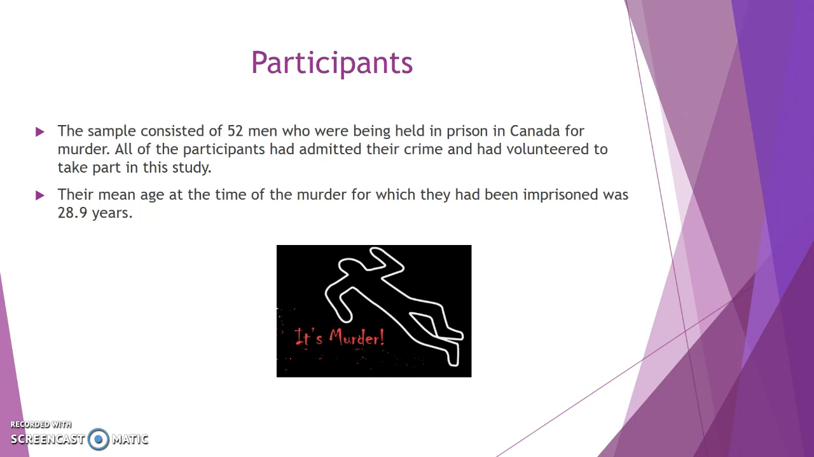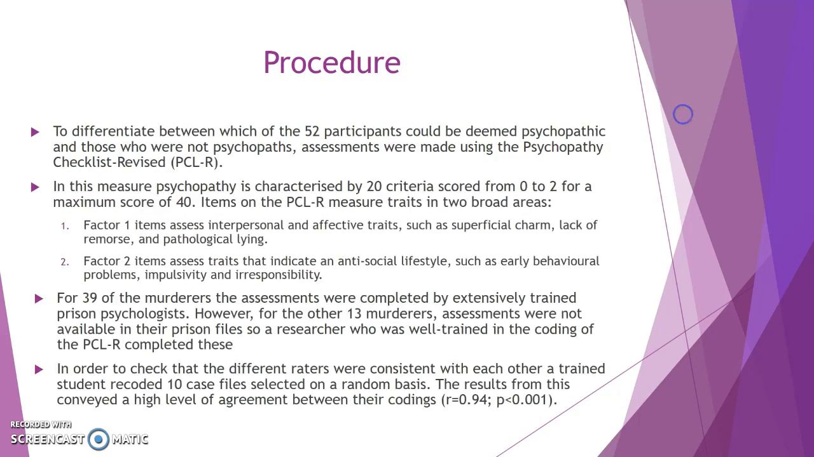The sample consisted of 52 men who were being held in prison in Canada for murder. All of the participants had admitted their crime and had volunteered to take part in this study. Their mean age at the time of murder for which they had been imprisoned was 28.9 years.